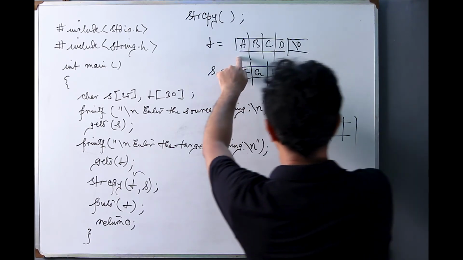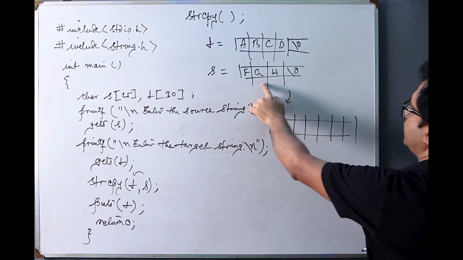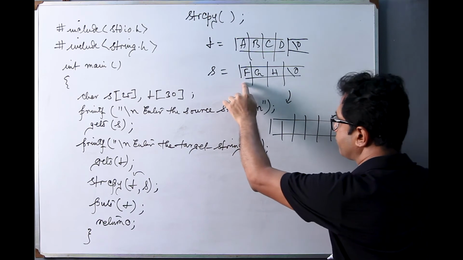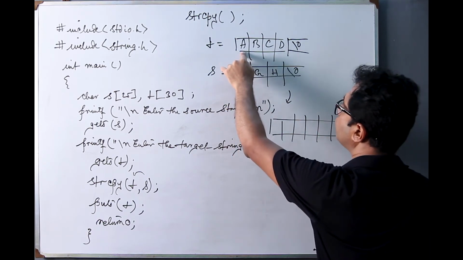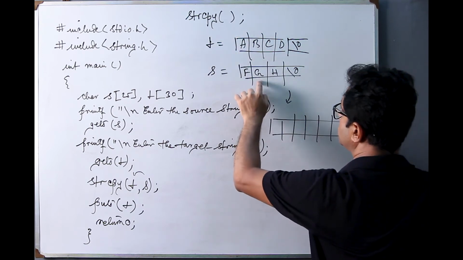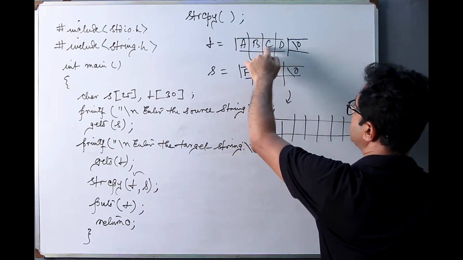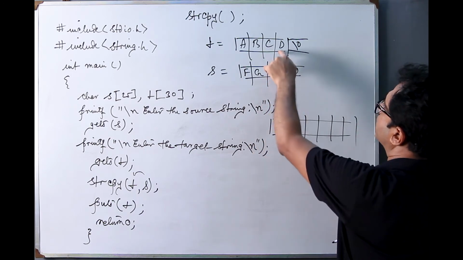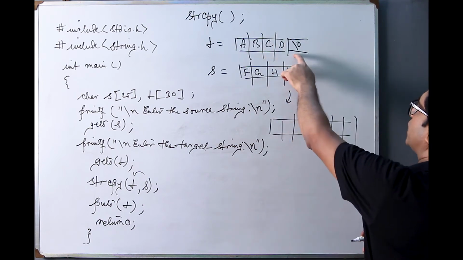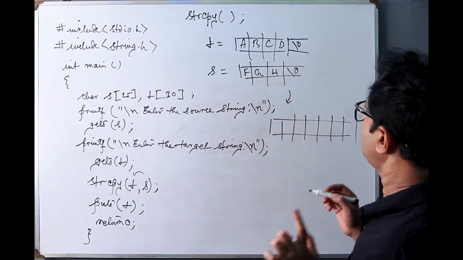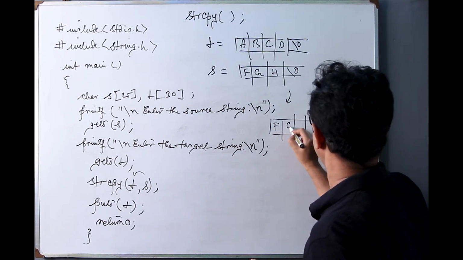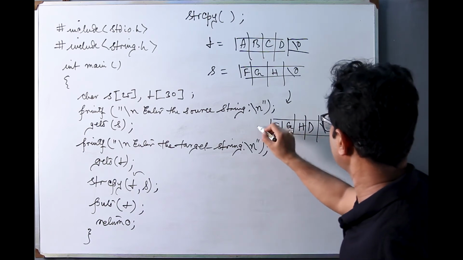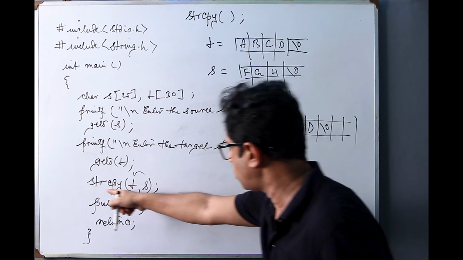So A, B, C, D. What will happen when this source string is copied into this target string? This F will always override this A, this G will override B, H will override C, and there is a null character after that. So nothing is left in order to override D. D will remain as it is with the null character after that. So the output will be F, G, H, D, null character. This is the target string after the application of this function.